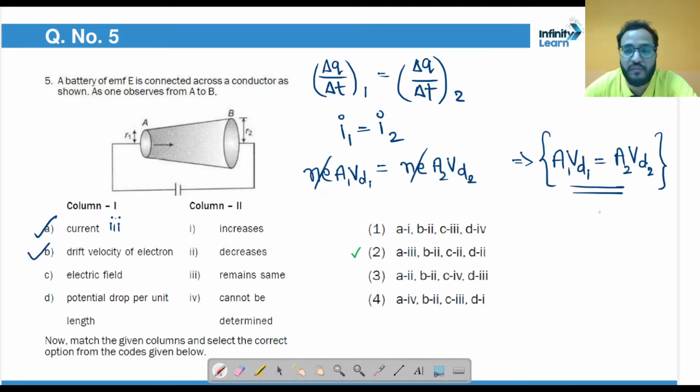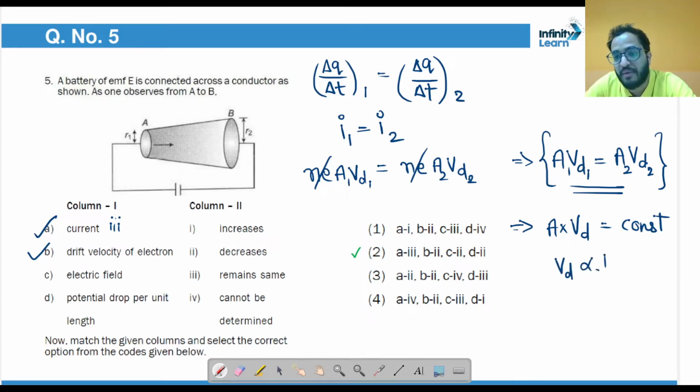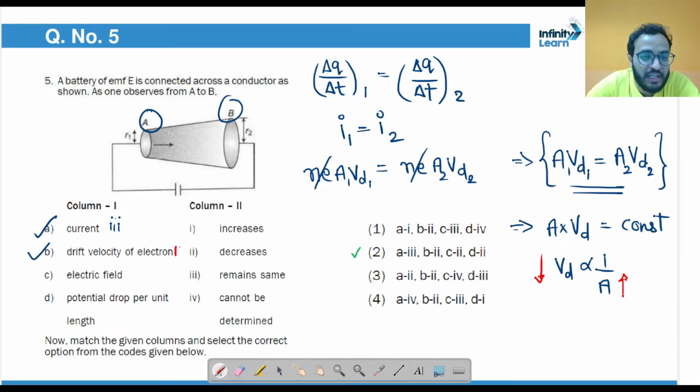Now the drift velocity of electron. Now clearly we can see that area into drift speed is constant, which means that drift speed is inversely proportional to area, and on moving from point A to point B, anybody can say that the area is increasing. So clearly we can say that drift speed is decreasing, right? So which option is correct? Second option is correct. Now what about the electric field?